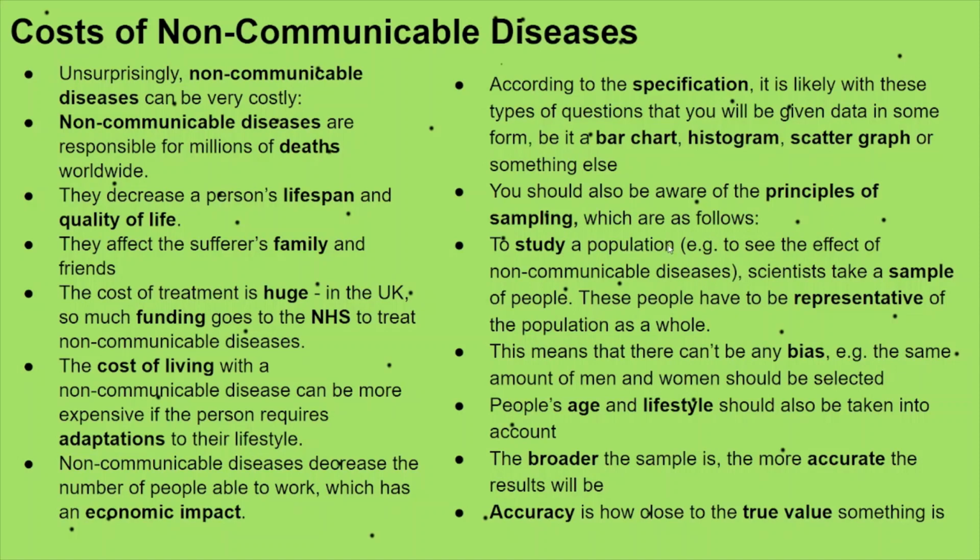So scientists study a population by taking a sample of people, and these people have to be representative of the population as a whole. And this means there can't be any bias, so we have to have 50% men, 50% women if we're looking at people in general. People's age has to be equally distributed, so does lifestyle. These should be taken into account. And also, the broader the sample is, so the more people there are, the more accurate the results will be, and accuracy in science is how close to the true value something is.